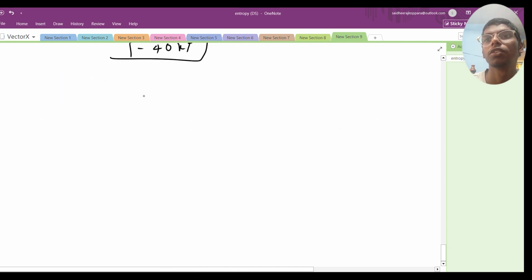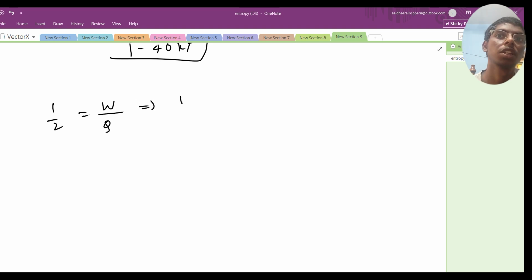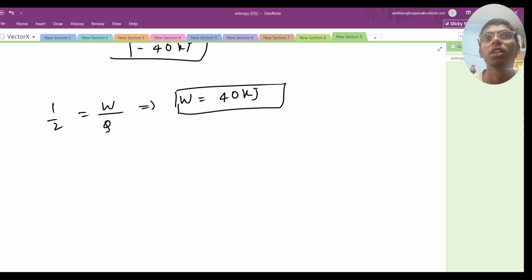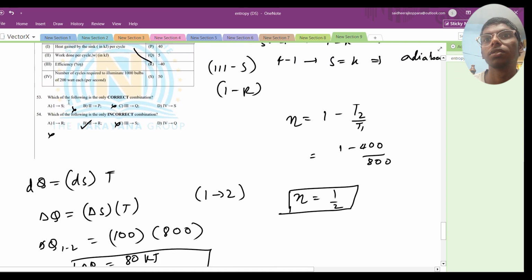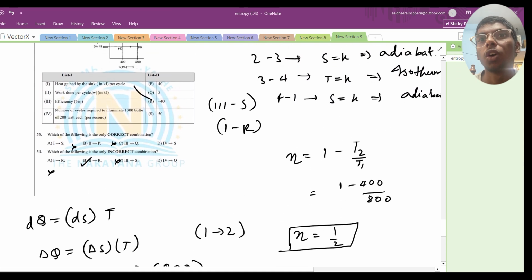So the next one is half equals w by q. So with this you can say that your w is 40 kilojoules. So this is 2 and this is p. End of the matrix.